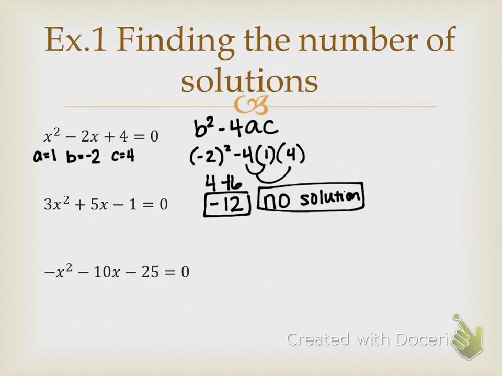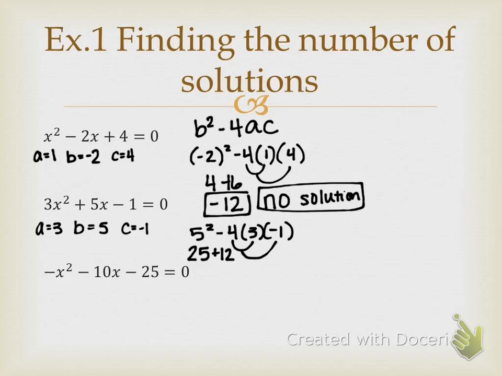Let's label A. A is 3. B is 5. And C is negative 1. All right, let's plug it into our formula. B squared, which is 5 squared, minus 4 times A, which is 3, and C, which is negative 1. 5 squared is 25. Negative 4 times 3 is negative 12. Negative 12 times negative 1 is positive 12. 25 plus 12 is 37. So my answer is a positive number, so I know I will have 2 solutions to this equation.